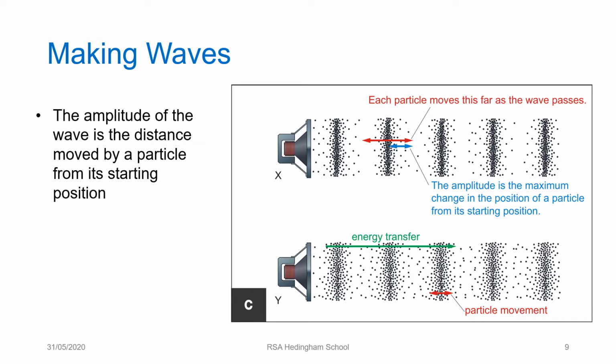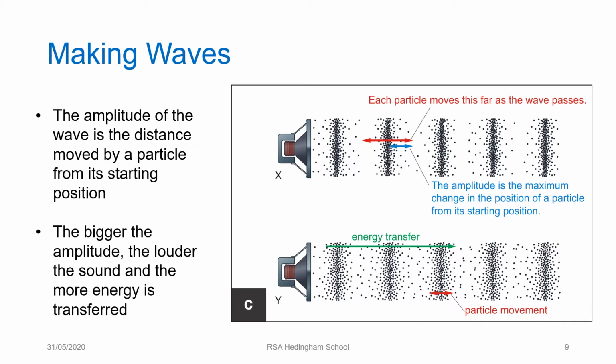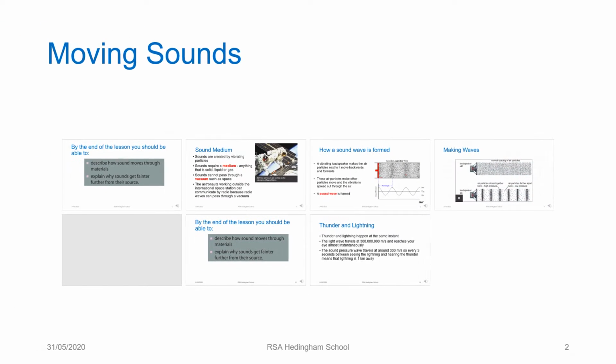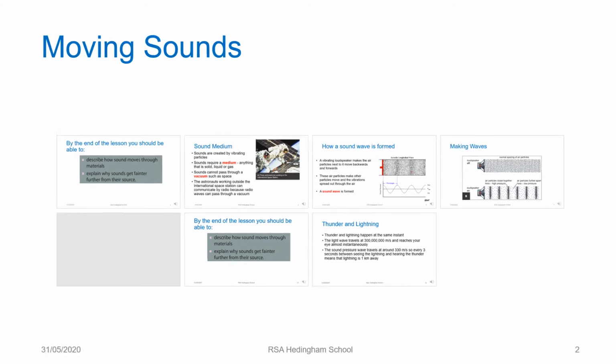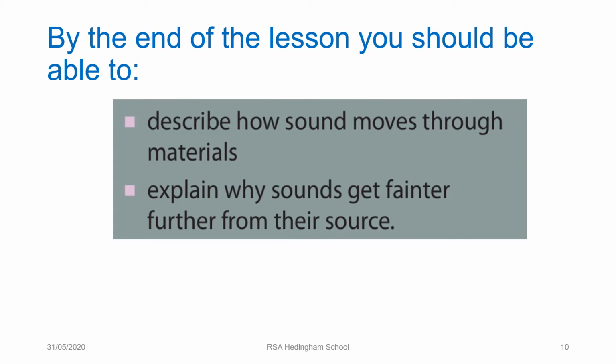So, as I said, the amplitude of the wave is the distance moved by the particle from its starting position. And the bigger that amplitude is, the louder the sound will be, and the more energy is being transferred along the wave. So now let's look at the second objective to explain why sounds get fainter as you get further from the source.